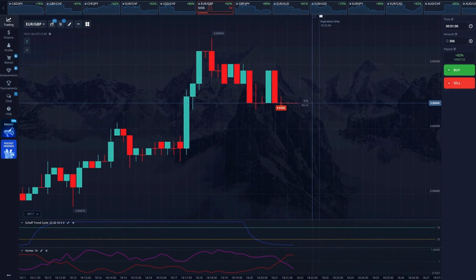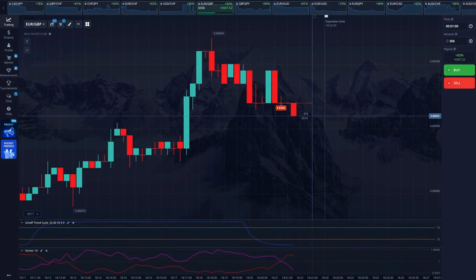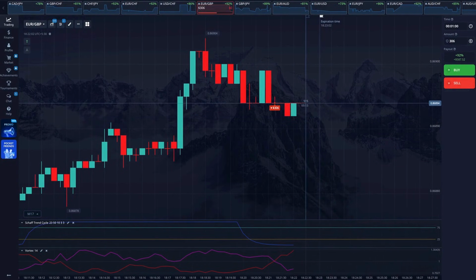The second it broke down and crossed below the 25 level, I immediately verified the momentum with the Vortex. The red line had crossed sharply above the green, giving us absolute confirmation. With the rules perfectly met, I locked in a 1-minute sell trade.